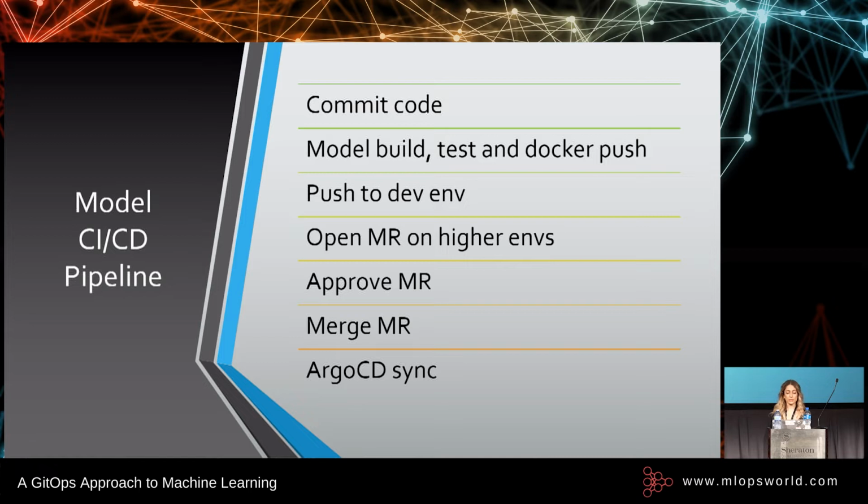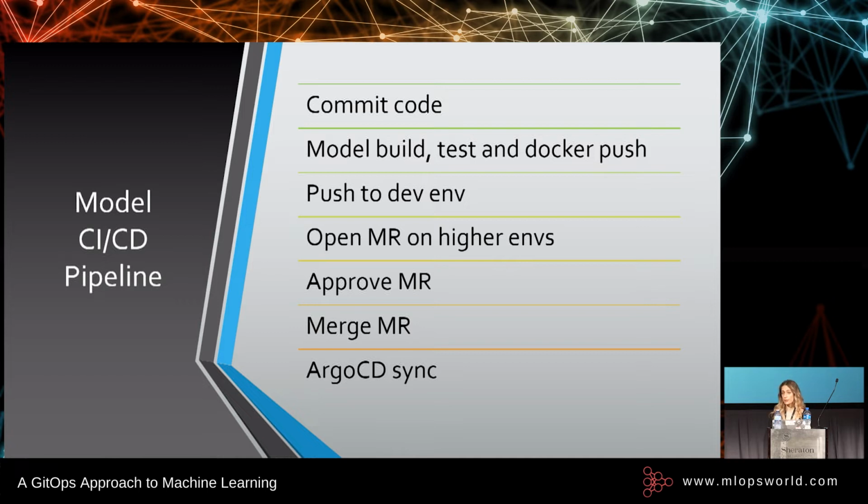And this is what a typical model CI/CD pipeline looks like for us at Interos. So an ML engineer makes code changes, and they commit their code to a model repository. And then we have a CI pipeline that triggers on the model repo, which basically just builds the model, tests it, and then pushes a Docker image for that model. We automatically push to our dev environment.